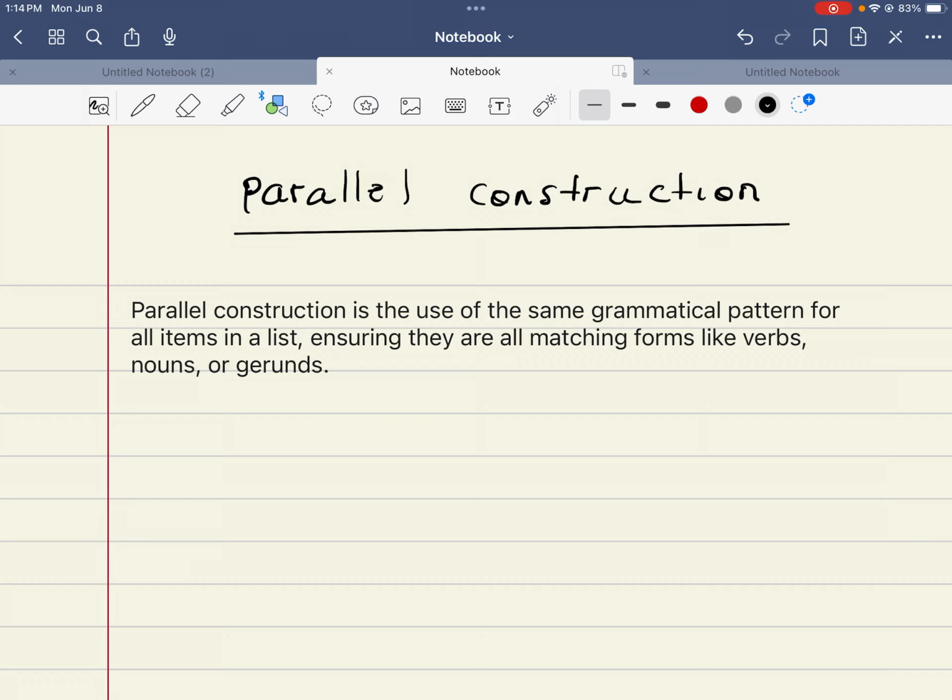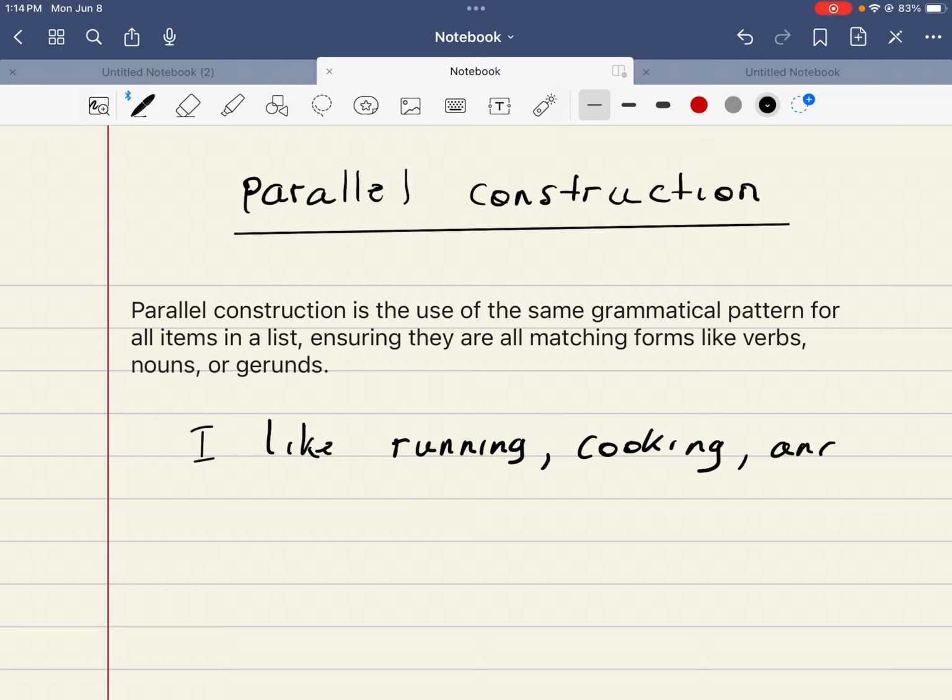So let's start with one example, and I want you to pause the video and try to figure out what's wrong with this sentence. So, I like running, cooking, and to read. So pause the video and try to identify what's wrong with this sentence, why it's not necessarily giving us parallel construction.